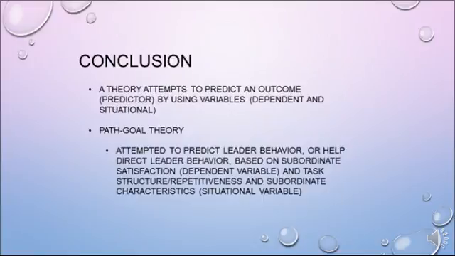So in conclusion, we went over what a theory tries to do, which is to predict the outcome, in this case, what behavior the leader is going to use, by using variables. The dependent variable, which isn't changing in this situation, is satisfaction of the employee, and then situational variables, which are things that the leader cannot change, are dependent on the task structure and repetitiveness, and are dependent on the employee characteristics, internals or externals, etc.